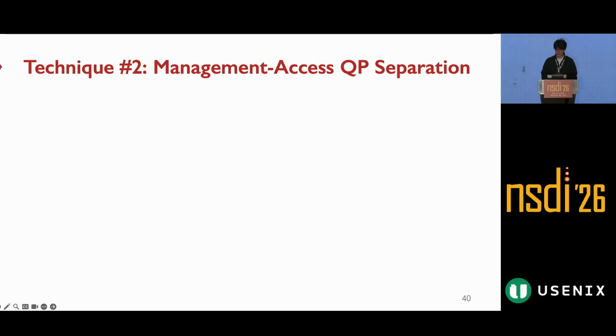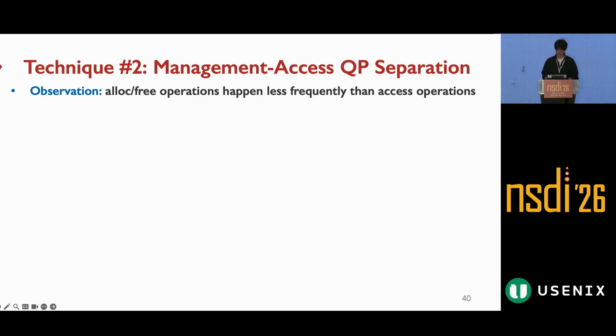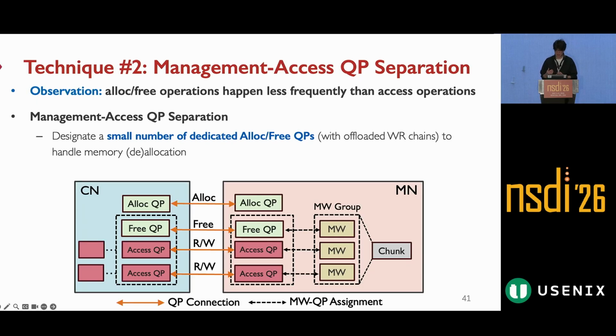For the second challenge, we propose management access QP separation. The key observation here is that allocation operations, as control path operations, happen much less frequently than access operations. So instead of giving every QP its own offloaded logic, we designate a small number of dedicated alloc QPs and free QPs to handle memory allocation and deallocation requests. Only these QPs contain the offloaded work request chains.